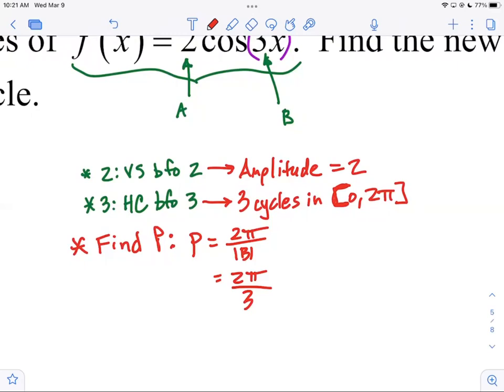From 0 to 2 pi thirds, we see the first cycle. From 2 pi thirds to 4 pi thirds, we see the second cycle. And from 4 pi thirds to 6 pi thirds, we see the third cycle. Well, 6 pi thirds is just 2 pi.